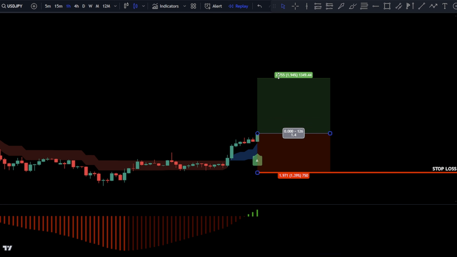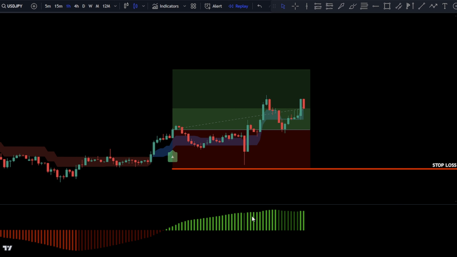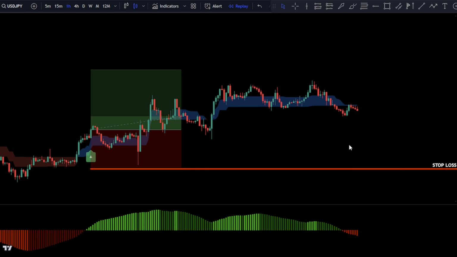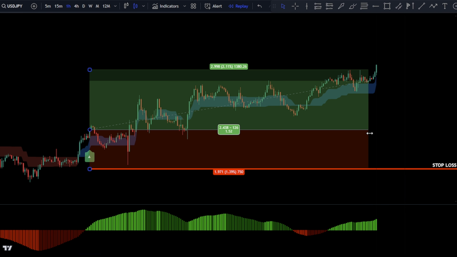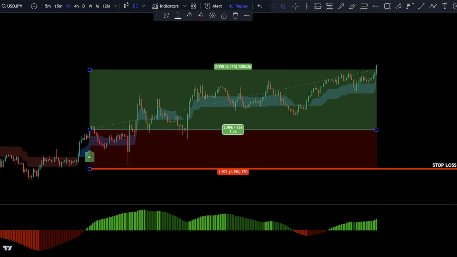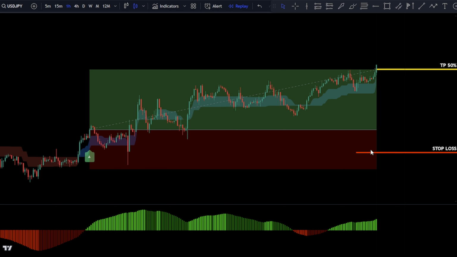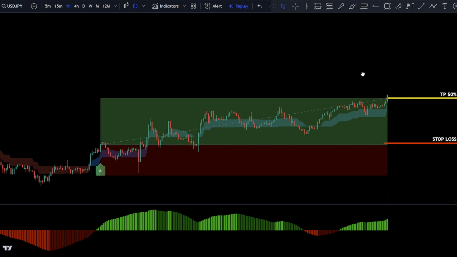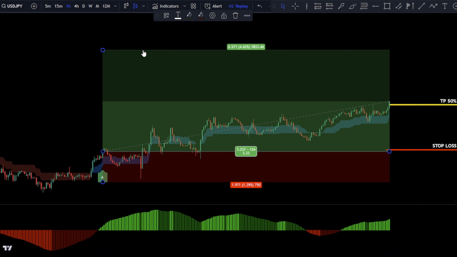For taking profits, we'll set two targets. The first target is a 1 to 1.5 risk-reward ratio. Once this target was reached at this candlestick, I preferred to secure profits by closing half of the position and moving the stop loss to break even to protect the remaining trade.